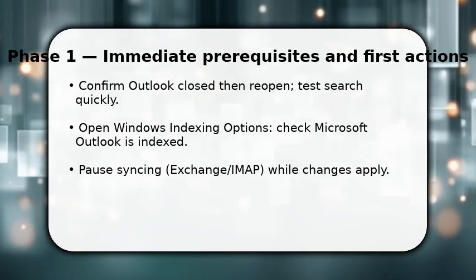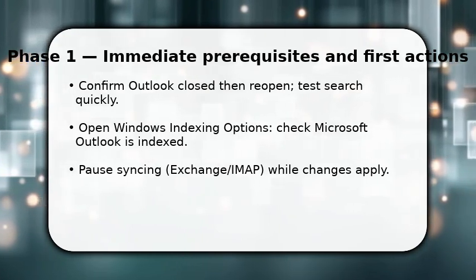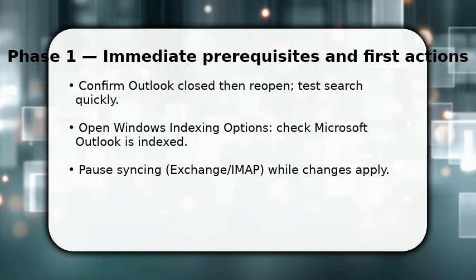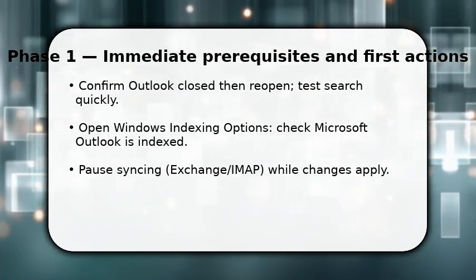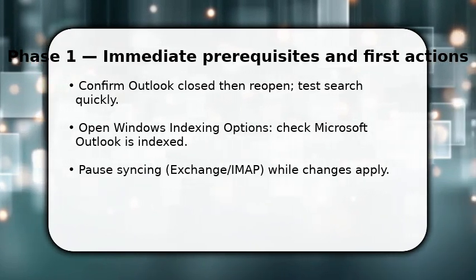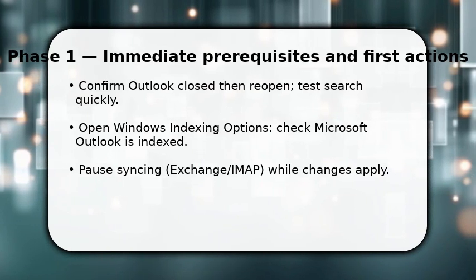You start by restarting indexing to force a rebuild. This resolves most search failures. First, close and reopen Outlook to clear transient locks. Once done, open Windows indexing options and confirm Microsoft Outlook is selected. This is why results appear.